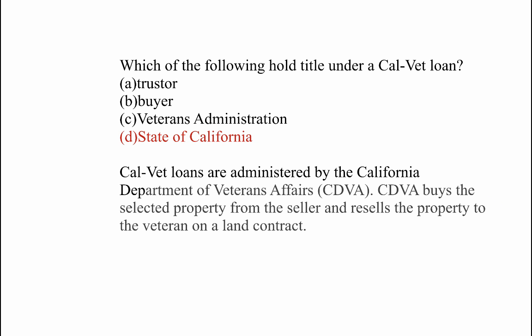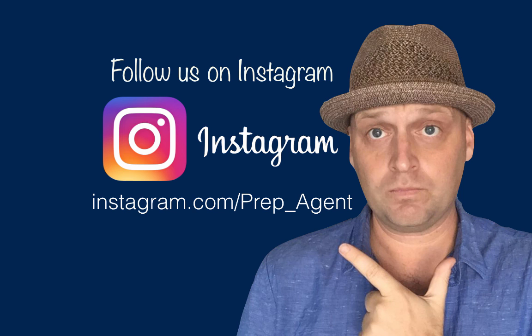CalVet loans are administered by the California Department of Veterans Affairs, also known as the CalVet. The CalVet buys the select property from the seller and resells the property to the veteran on a land contract. They buy the property and resell it to the veteran so they can give a much better deal for the veteran than they would otherwise be able to get. This is done as a thank you for serving our country.